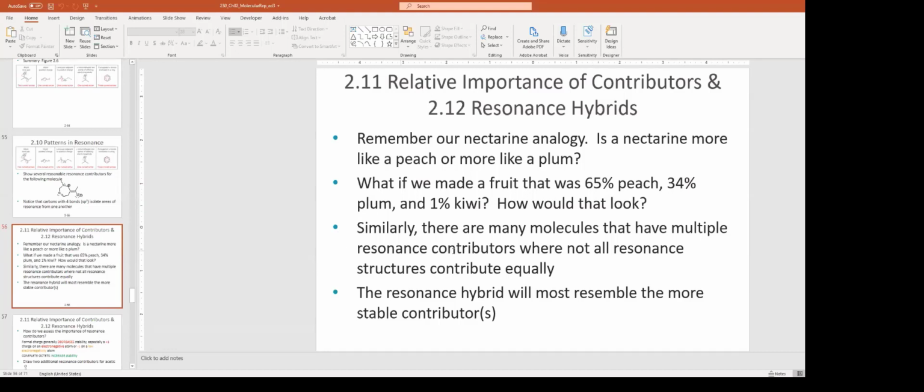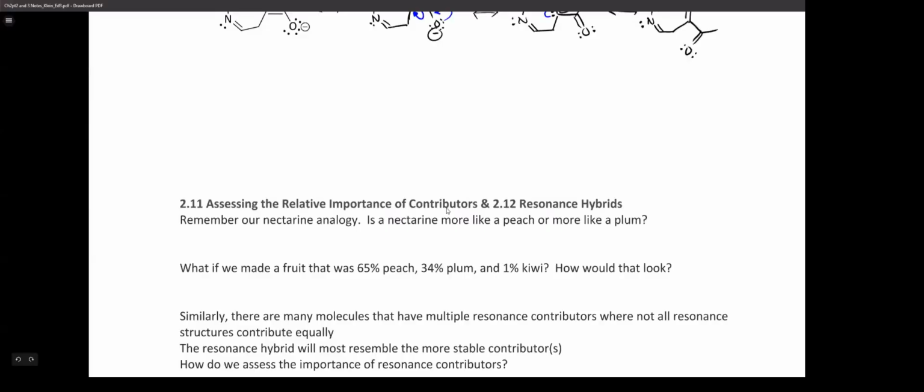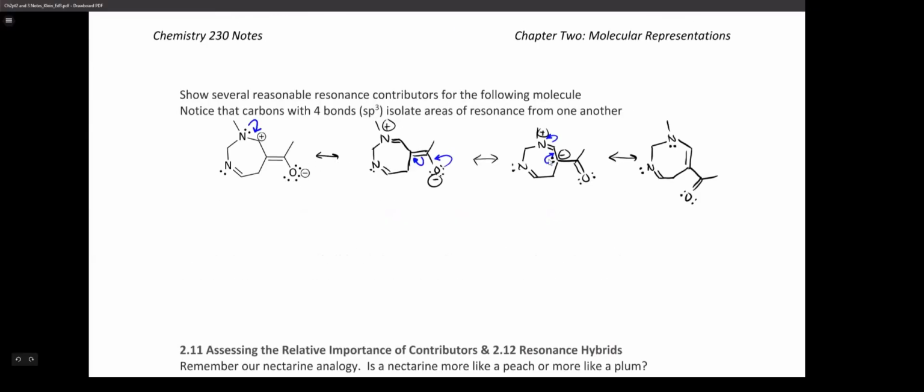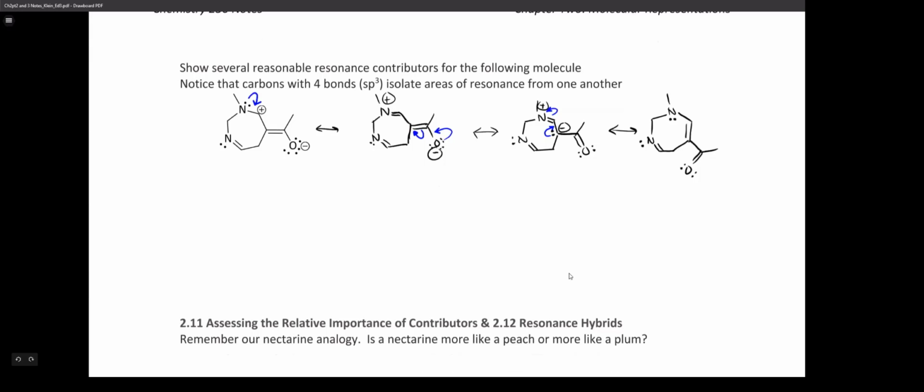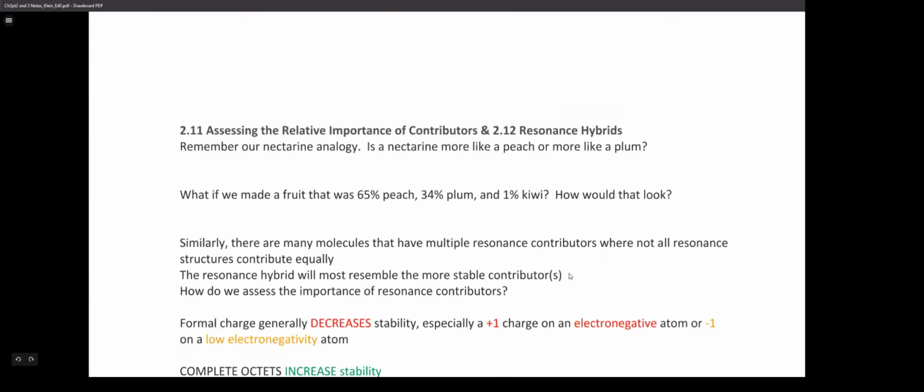And so what we have to deal with here is the same scenario. I've got 4 resonance structures here, and they aren't all equally good resonance structures. Some are more important in describing the molecule than others. So the resonance hybrid looks most like the most stable one. In other words, where the positive partials are, where the electrons are delocalized, all of those things.